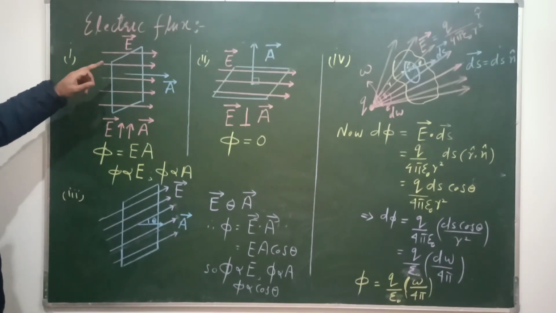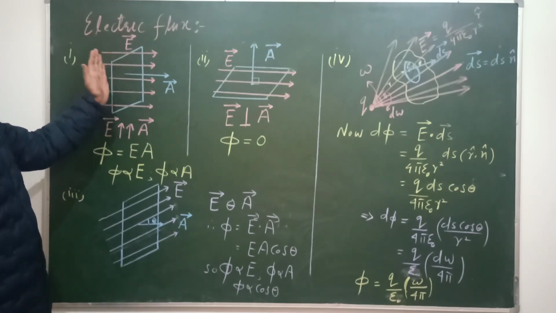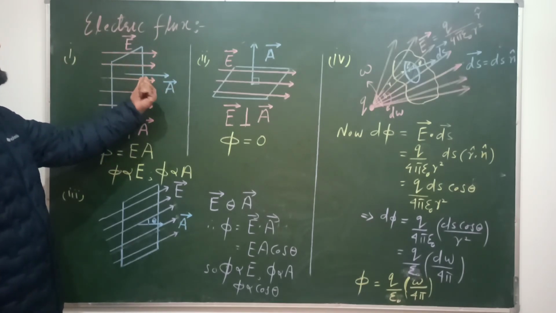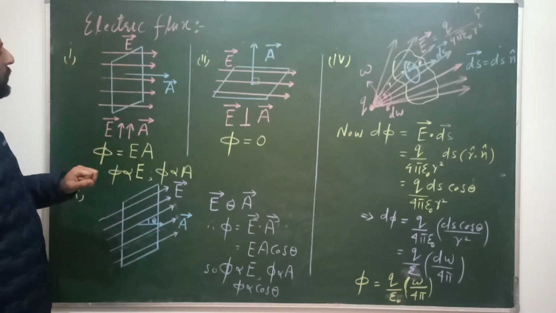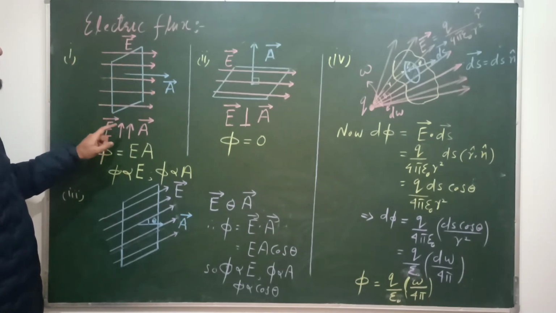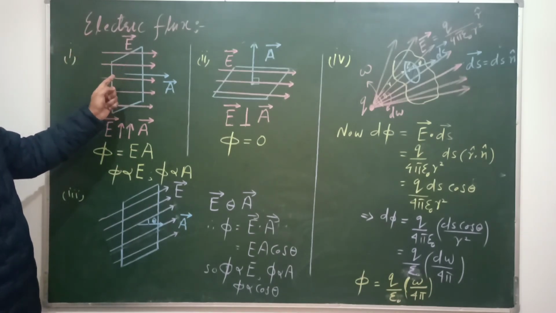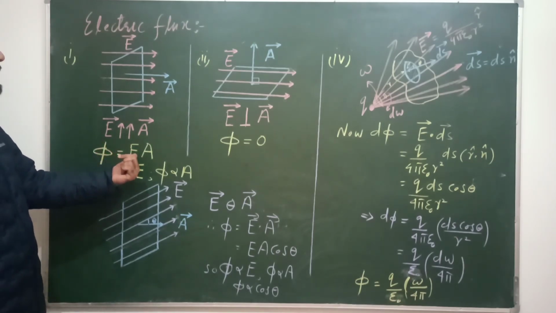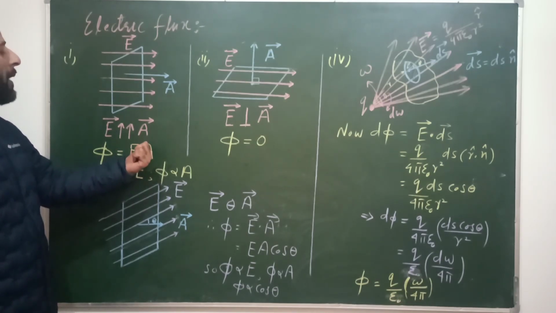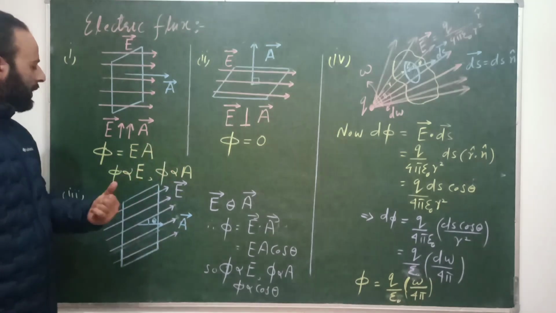Number one is when the field is uniform and the area is normal to the field, or we can say the area vector of this surface is parallel to the electric field. The flux of this electric field through this area is simply given as phi equal to the product of electric field magnitude and the magnitude of area vector, or simply the electric field and the area, right?